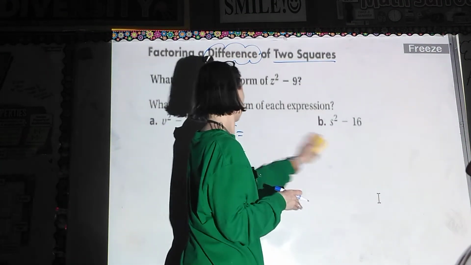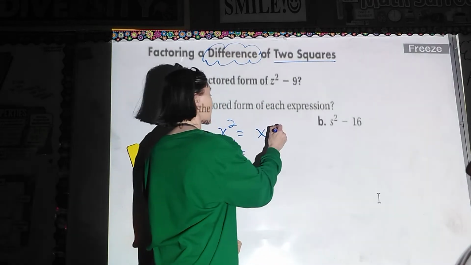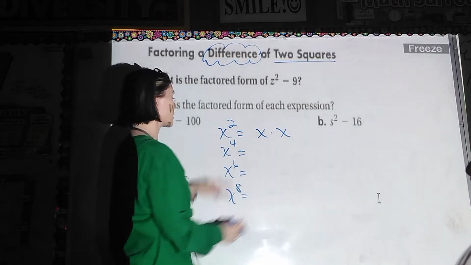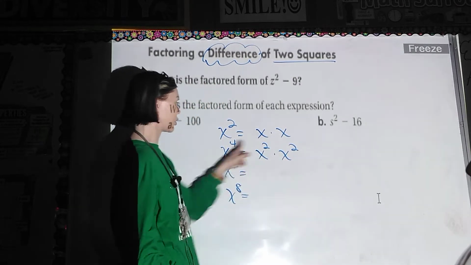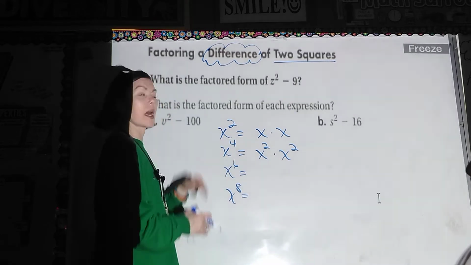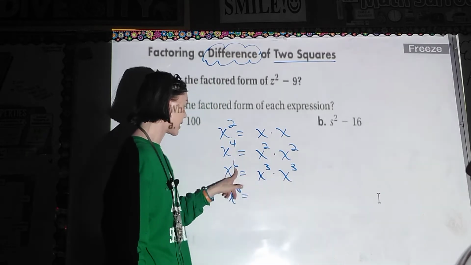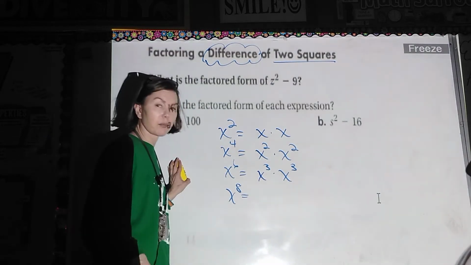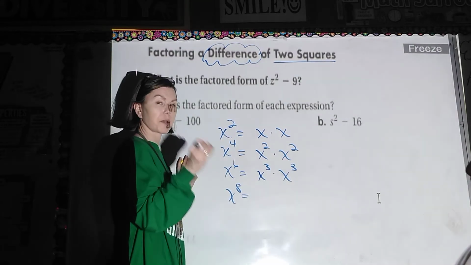Well, what times what gives me x squared? That's x times x, because 1 plus 1 is 2. What times what gives me x to the 4th? x squared times x squared, because 2 plus 2 is 4. What times what gives me x to the 6th power? x to the 3rd times x to the 3rd, because 3 plus 3 is 6. So variables with even exponents are perfect squares.